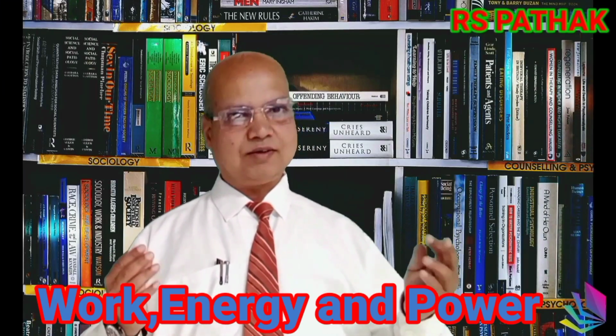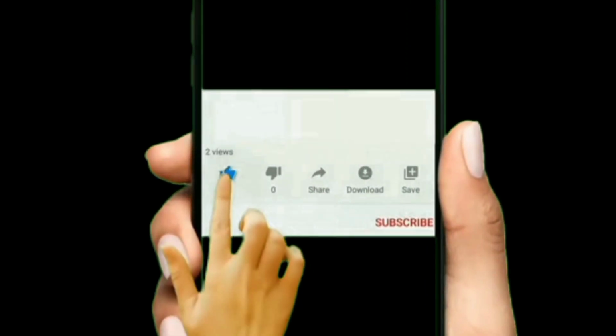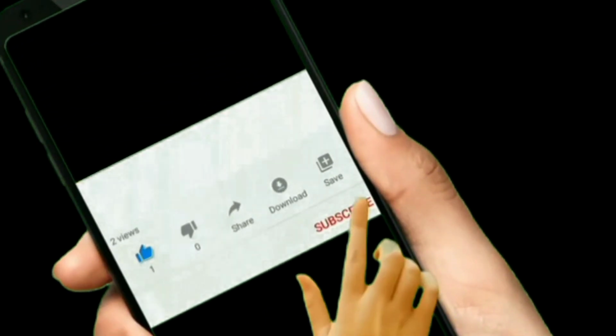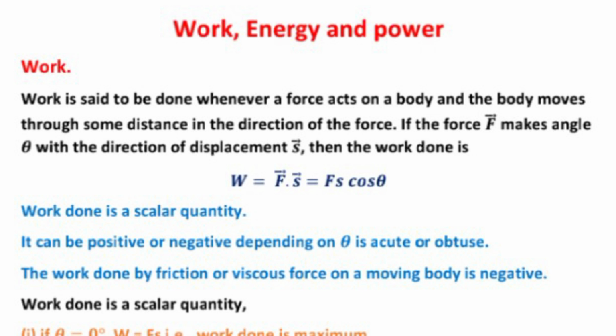Okay, let's start the chapter work, energy and power. What do you mean by work? Work is said to be done whenever a force acts on a body and the body moves through some distance in the direction of the force.